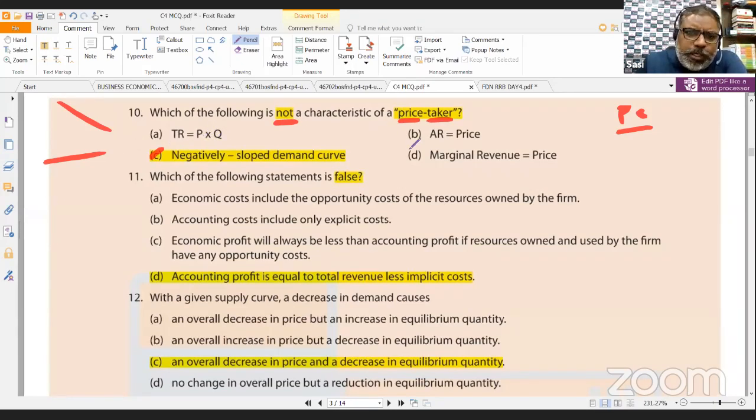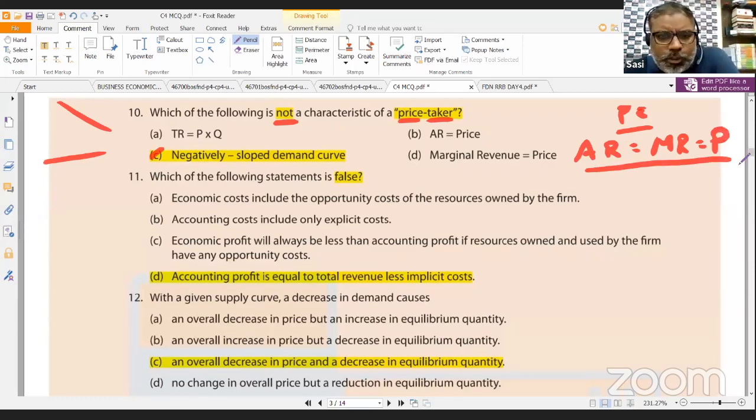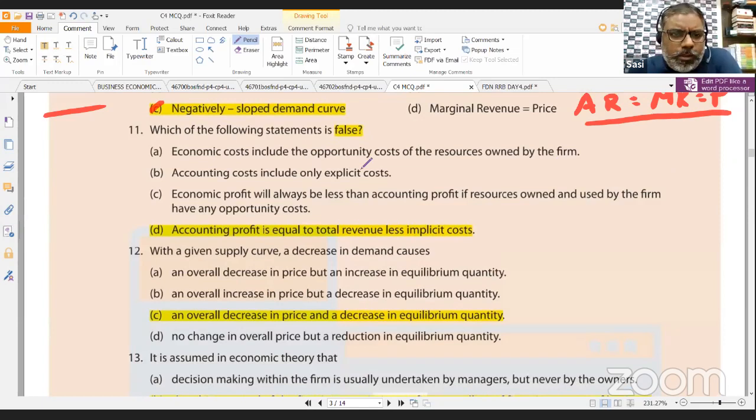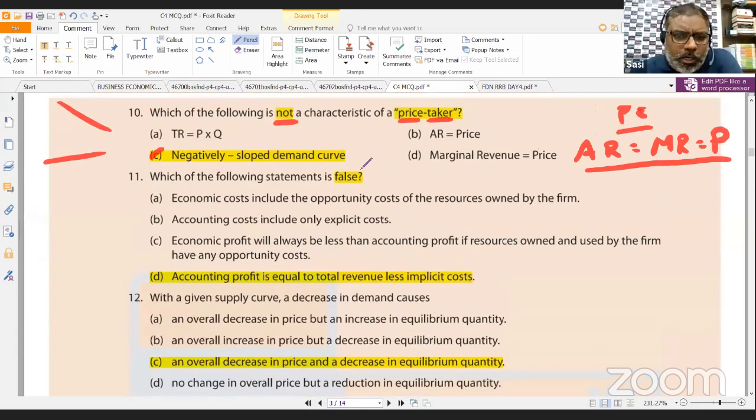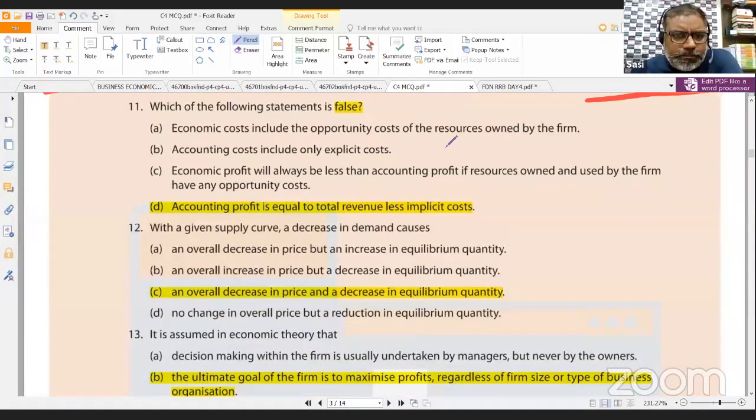Total revenue is equal to P into Q. Average revenue is equal to price. Marginal revenue is also equal to price. For a perfectly competitive firm, this is an important point always to be remembered. Average revenue is equal to marginal revenue is equal to price. And that price line is horizontal. That is about a perfectly competitive firm. So negatively sloped demand curve is not a characteristic of price taker. C is the correct answer for question number 10.